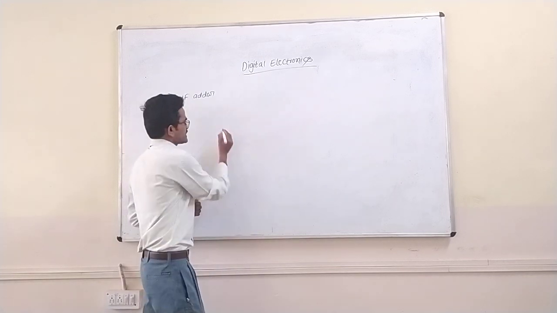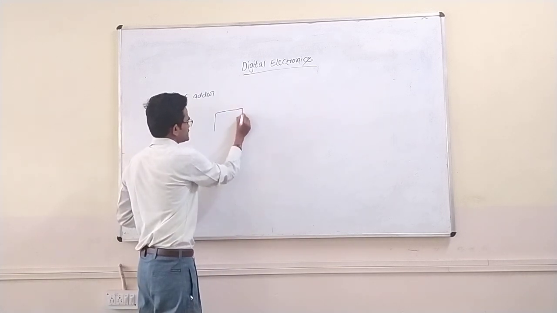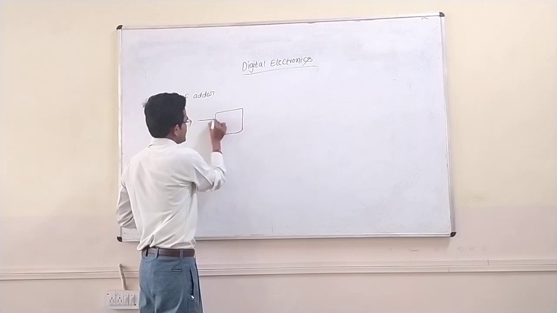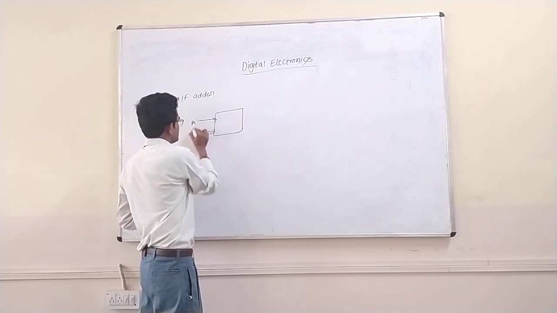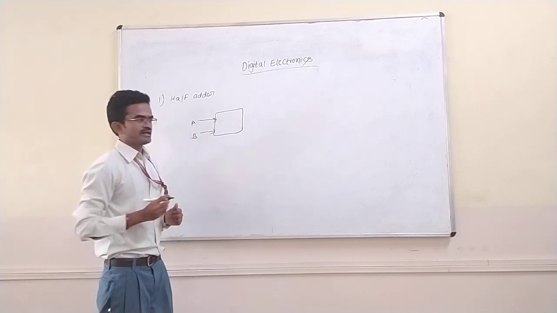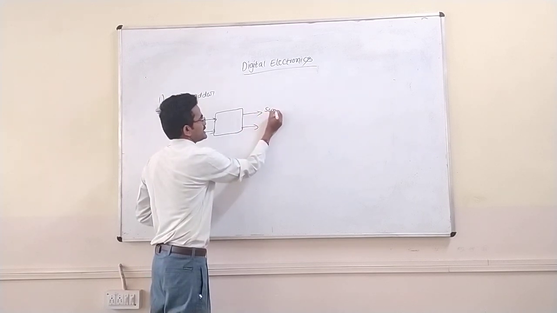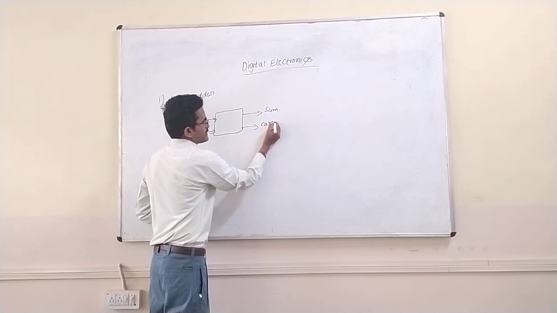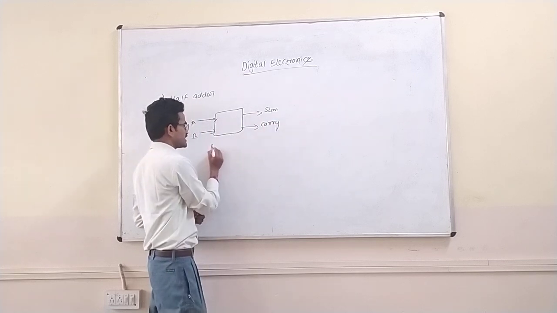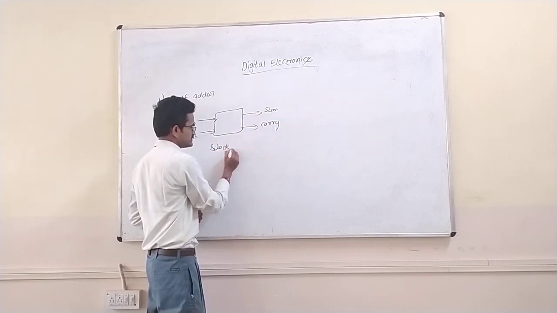So let me write the block diagram for the half adder, which has two inputs, A and B. A and B are the two inputs, and it has two outputs. What are the outputs here? Sum and carry. So this is the block diagram for the half adder.